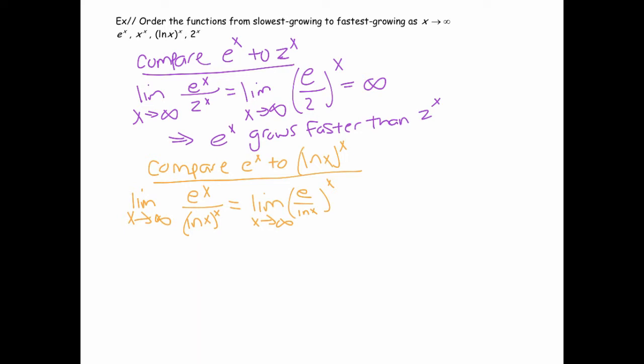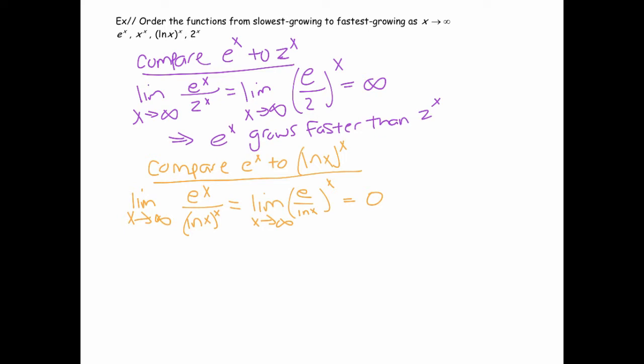let's see, well, it goes to 0 to the infinity, right? This is a 0 to the infinity type of case. And so that's 0. I know 0 to the infinity sounds like an indeterminate form, but it's not. You're thinking of 1 to the infinity.